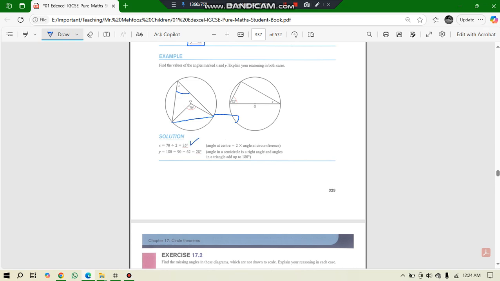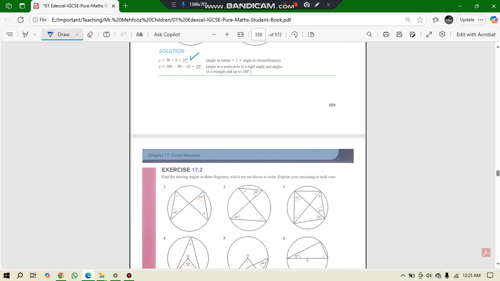That's so simple. You can also say that this is a semicircle, and in a semicircle, the angle at the circumference is 90 degrees. So if this is 90 and this is 62, this will be 28 by using the method that the angle sum in a triangle is 180.